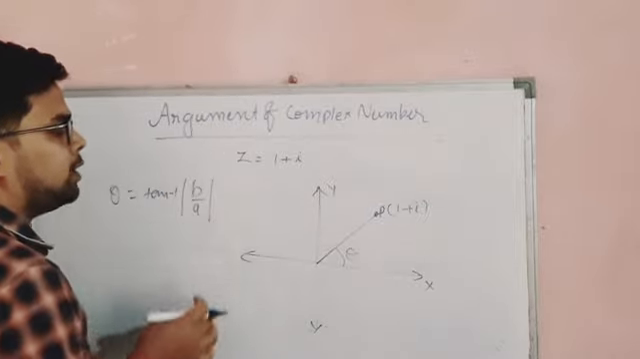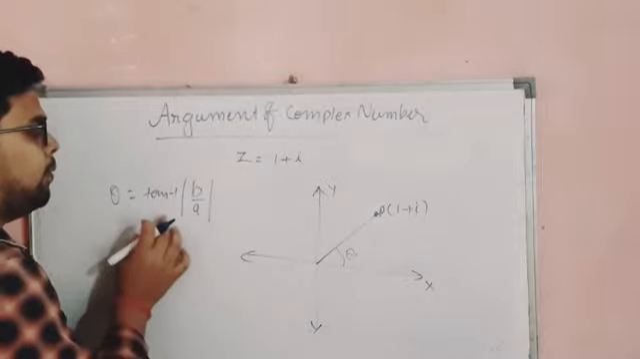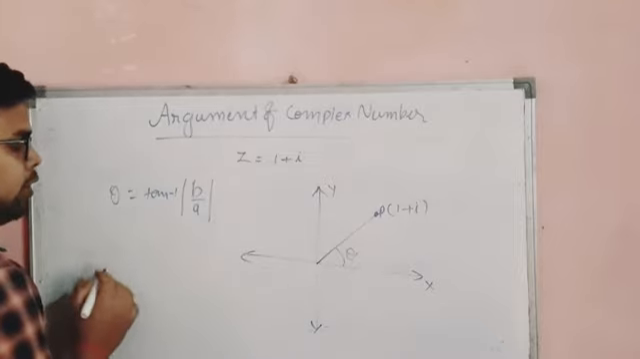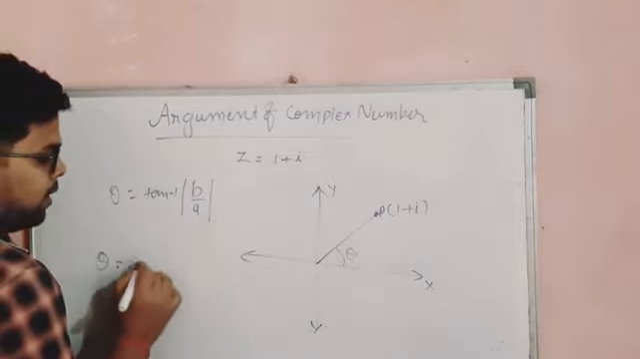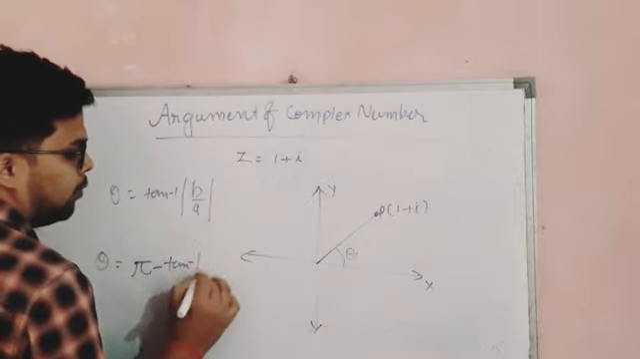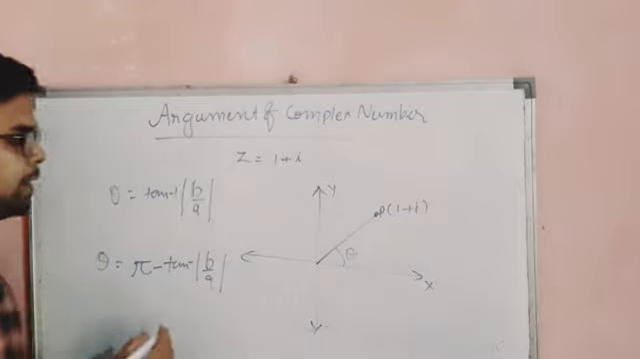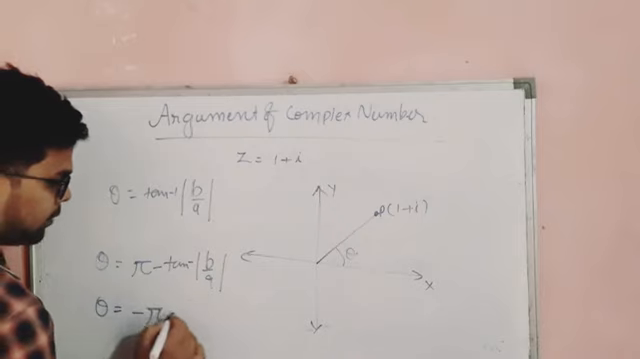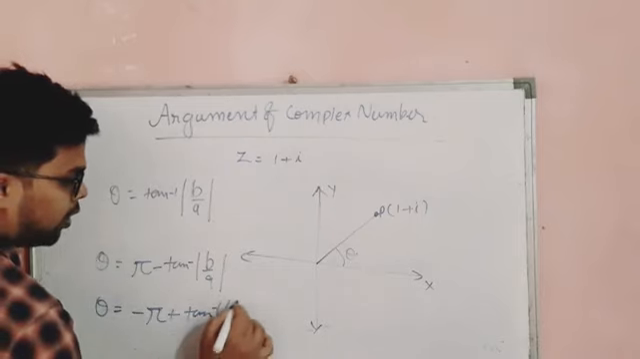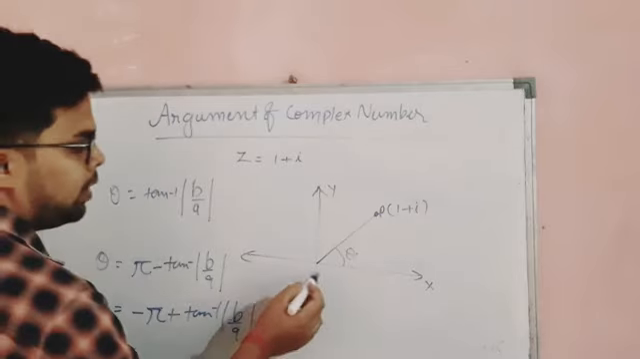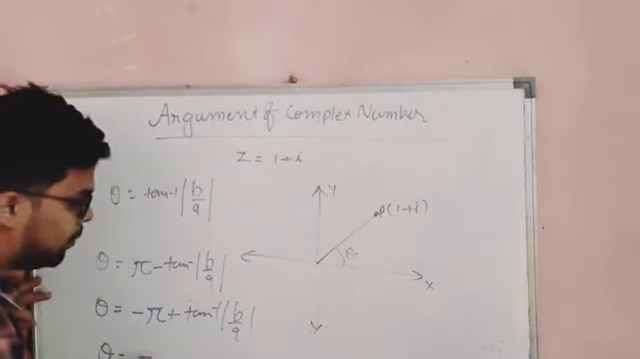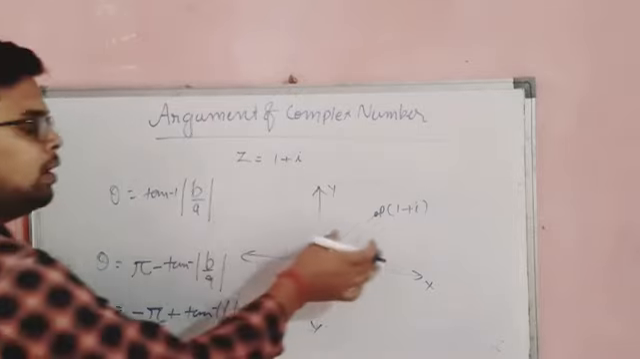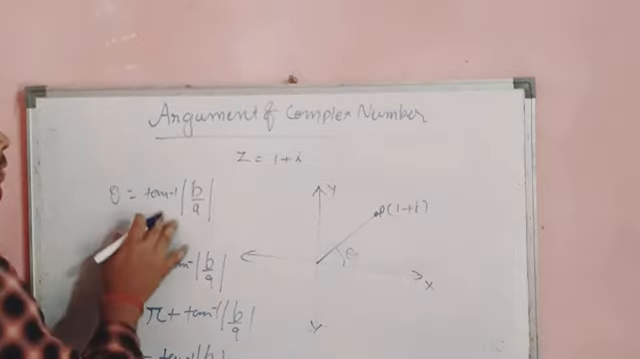If any complex number is in the first quadrant, then the value of theta will be tan inverse b upon a. If it is in the second quadrant, theta will be pi minus tan inverse mod of b upon a. If in the third quadrant, theta will be minus pi plus tan inverse mod of b upon a, and if in the fourth quadrant, theta will be minus tan inverse mod of b upon a. So this is the formula. Here the complex number is in the first quadrant, so theta will be tan inverse b upon a.